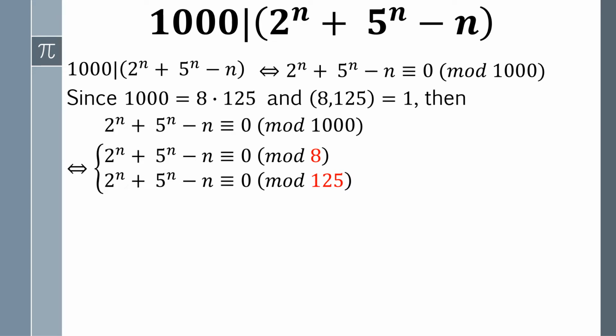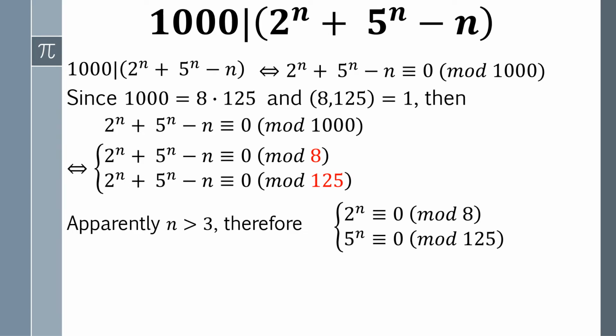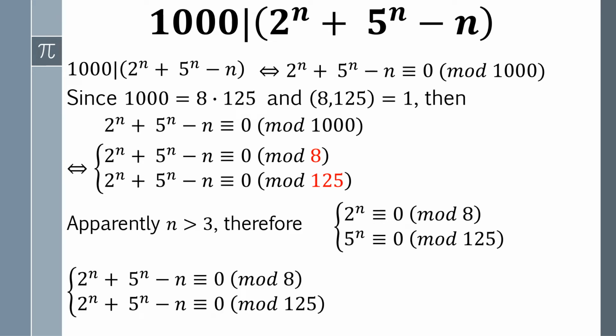And apparently n is larger than 3, since 2 to the nth power plus 5 to the nth power minus n is a number larger than 1000. So therefore, 2 to the nth power is a multiple of 8, and 5 to the nth power is a multiple of 125. Then, in the two relationships, in the first one, 2 to the nth power becomes 0, and in the second one, 5 to the nth power becomes 0.